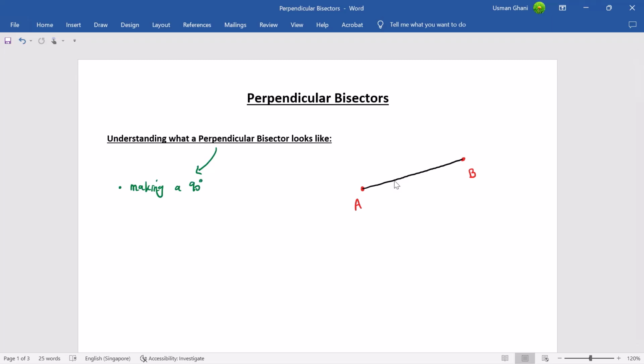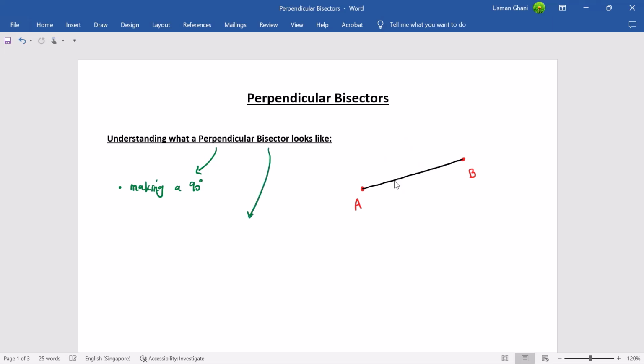And if I make a green line making a 90 degree angle with the line AB, I have many options. I can make it over here, over here, or over here. So what is going to be the final answer? Which line among all of these 3 is the right one? For that, we need to look at the second definition of perpendicular bisector, and that is the word bisector.